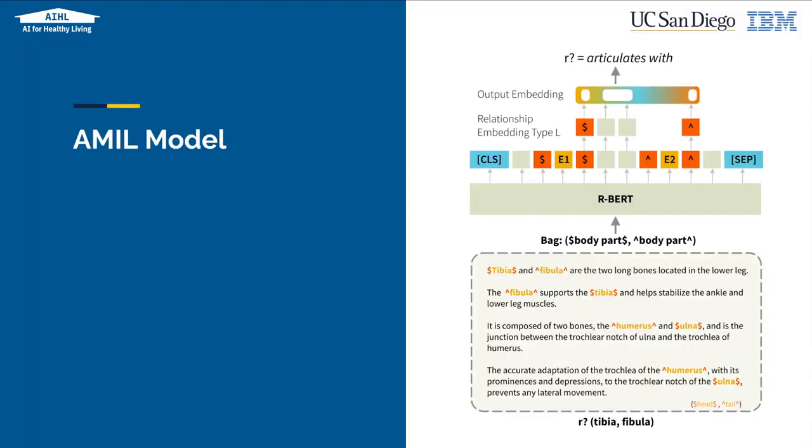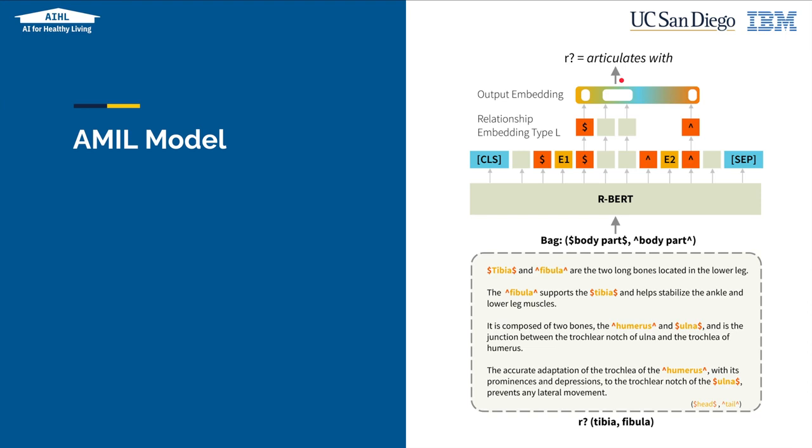Here we see an example of data flow in our model, AML. We start with a bag of sentences, send it through BERT, and get the encoded input sequence. We concatenate selected tokens to form the relationship embedding and send it through a linear layer, which predicts the corresponding relationship type.